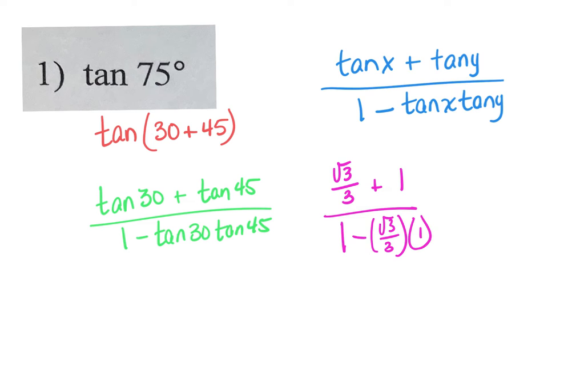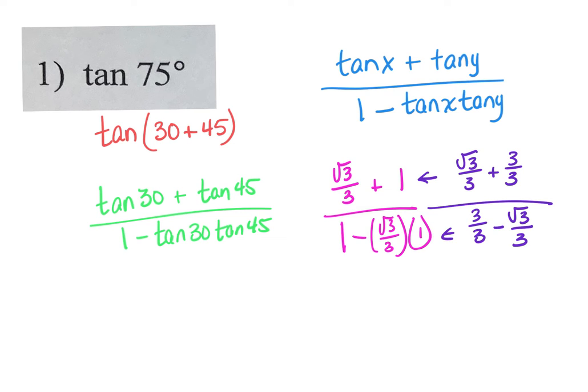We do want to simplify this. The biggest problem with this is the fractions. So we want to get a common denominator in the numerator and a common denominator in the denominator. Let's look at this one. My common denominator is going to be 3, right? Square root of 3 over 3 plus, what is 1? It's 3 over 3. If it's 1, that's easy. This one is also 3, so we have 3 over 3 minus the square root of 3 over 3.